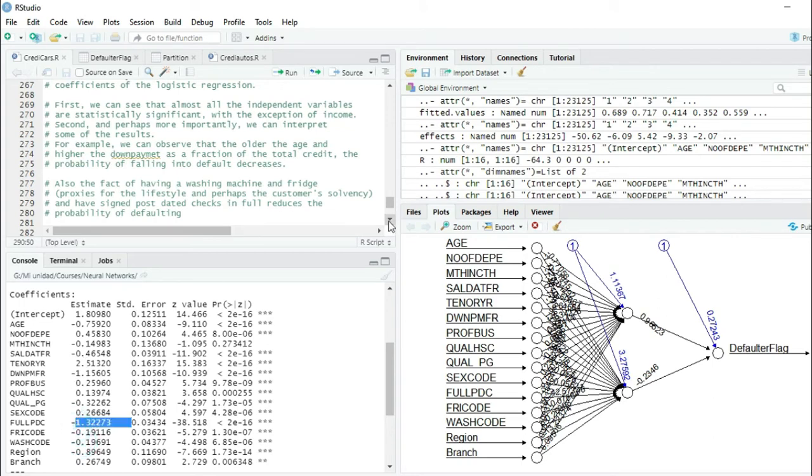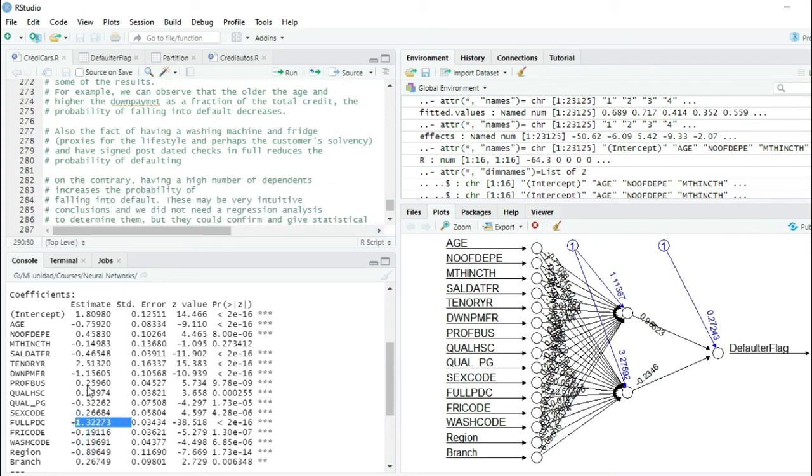On the other hand, and now I can say on the other hand because I will talk about one that has a positive coefficient. Having a higher number of dependents increases the probability of falling into default. As you can see in this variable, the number of dependents has a positive coefficient.